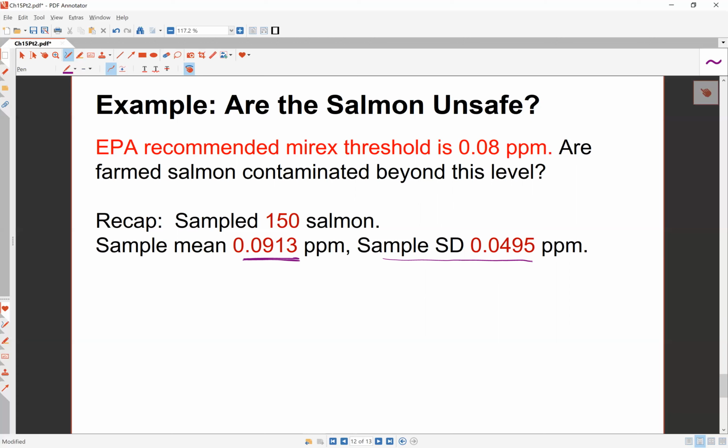So here, we are concerned about the level being above the EPA threshold. So our null hypothesis will always be the status quo, or in this case, that means the recommended value. Our null hypothesis says the truth is consistent with the recommendation. And the alternative says, no, we are exceeding that recommendation. That's what we are concerned about. We don't want to be above this level, so that's what we formulate as our alternative.